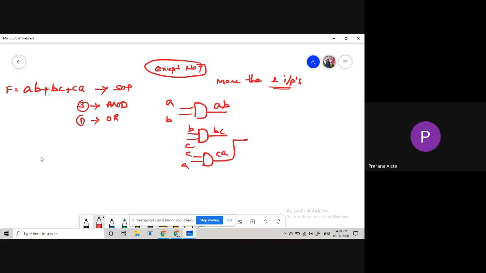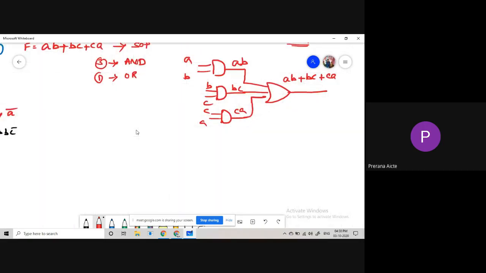Whenever we give these as the inputs of the OR gate, we get AB plus BC plus CA. So based on the expression, we can easily say which types of gates are required: some number of AND gates and some number of OR gates. But the question is, how many NAND gates are required for AB plus BC plus CA?